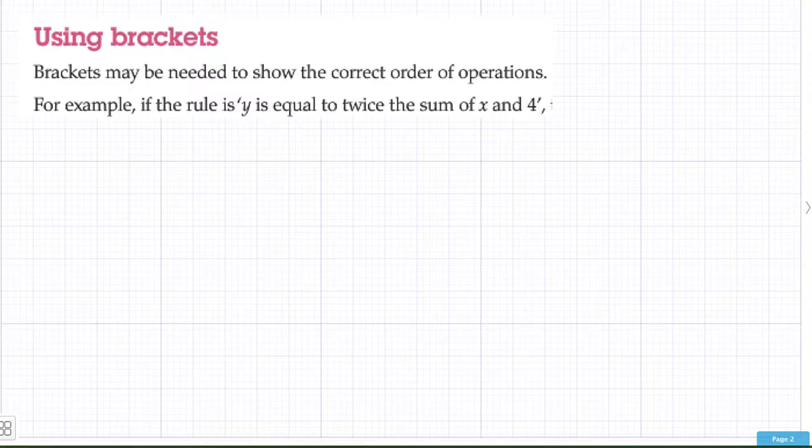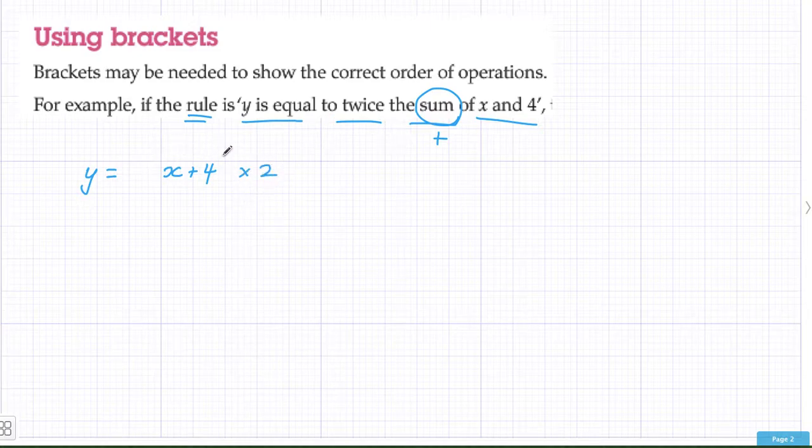So this is a little quick extra video just to go over another example if you wanted to see one. So here we're using brackets. The rule that we're looking at is y is equal to twice the sum, remember that sum means plus, of x and 4. So I've got the sum of x plus 4 and I need twice that.